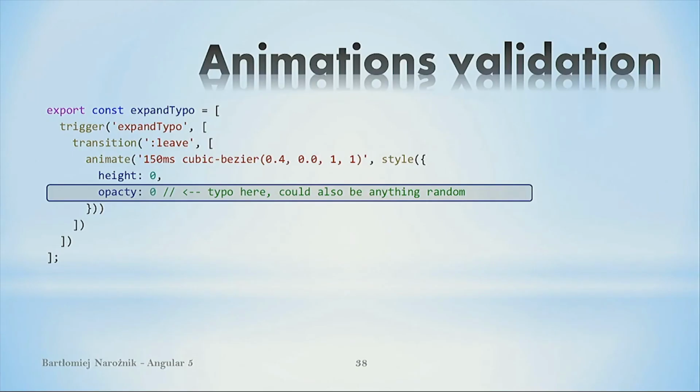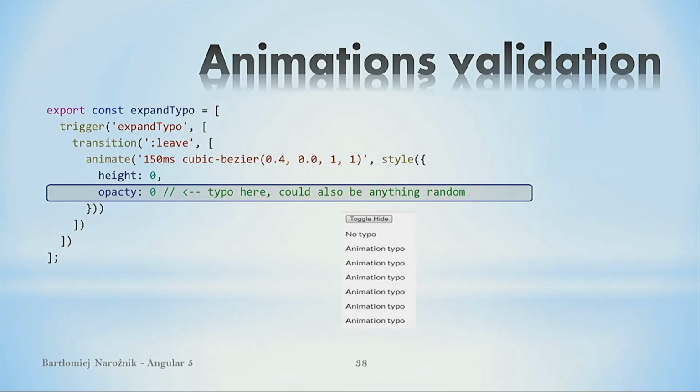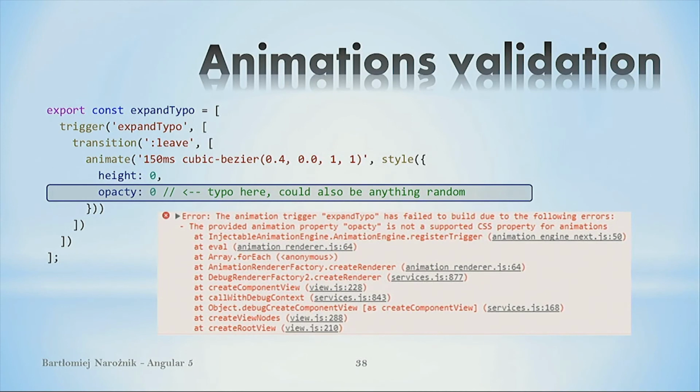And there is a pretty useful change called validation of animations. So in this case here, when we had a typo in a previous Angular, it could lead to some unexpected behavior. Like in this exact example, it would multiply your elements instead of hiding or showing them. So now there is a validation of animations. Instead of that, you'll get a message that there is something wrong with your animation and you should fix that.